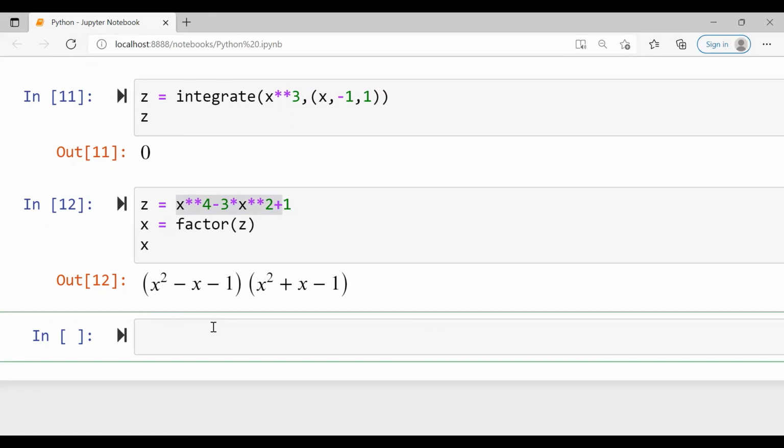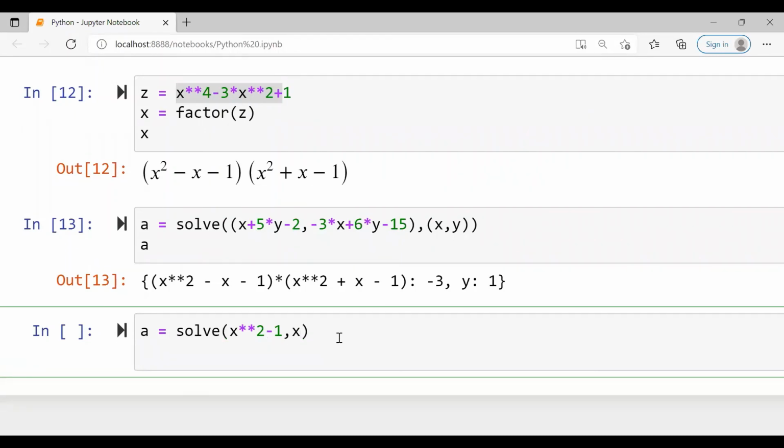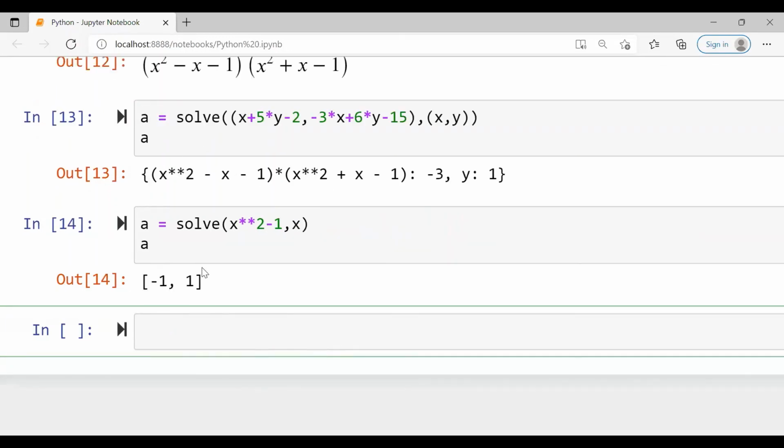You can also solve equations. Let us try to solve a equation. Take A is equal to solve x square minus 1 with respect to x. So let us try to solve and check. The roots of this equation are minus 1 and 1.